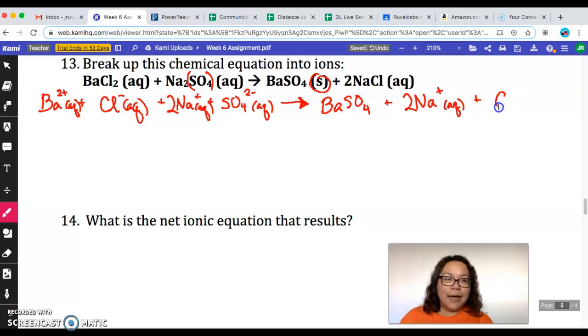And the chloride is in the 17th column, so the oxidation state is a -1. But also don't forget, there is a 2 in front of this compound, and there's a total of 2 chloride ions, and also aqueous. And that's how you break apart this chemical equation, okay?